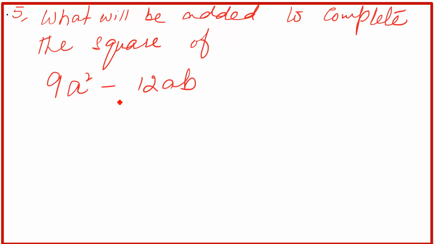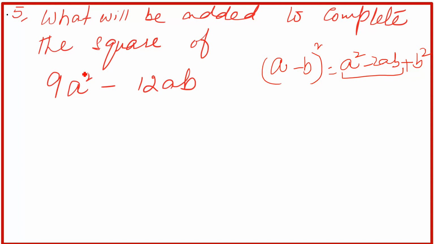What will be added to complete the square of 9a square? So see, this is related to (a minus b) whole square, a square minus 2ab plus b square. In this question, these two terms are given. See the square of the first one, minus 2ab. This is missing. You have to find out what this is. Okay, I will show you. It's very easy. 3a, right?